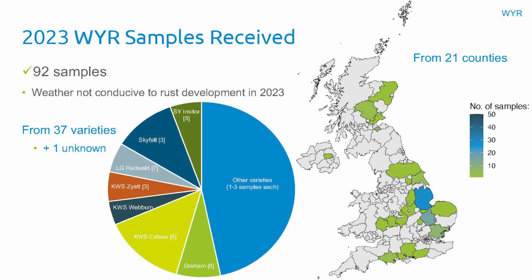So those 92 samples came from 37 different varieties. And it was KWS X-Days, rated 8. That one was our most sampled variety. So we had 13 out of 92 samples in from X-Days. Skyfall was our second most sampled variety with 10 out of those 92. And then Graham at the bottom of the pie chart, that one had 8 out of 92 samples. So you can see we had a good range of samples from different varieties in different counties in 2023.